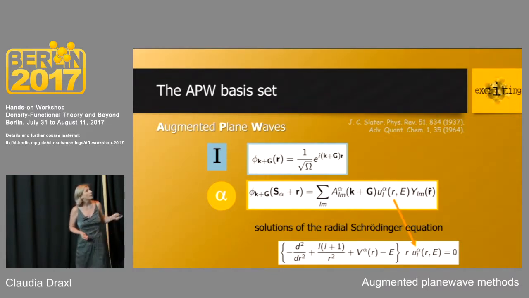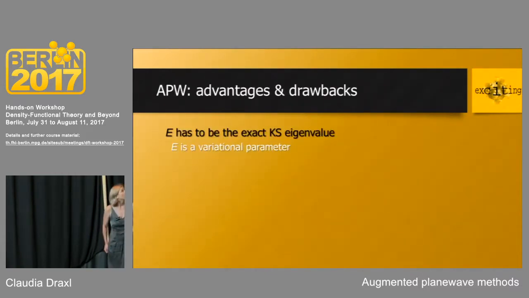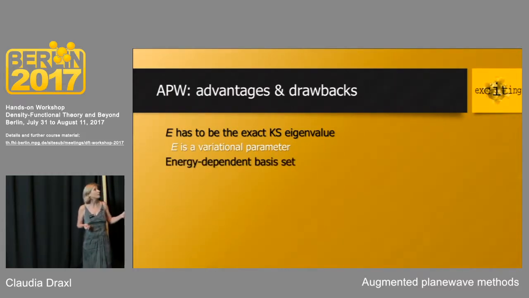Now, how do we get these functions here? Well, as I said, each of these plane waves is augmented by such a linear combination, by this sum here. That means these A_LM coefficients can be used for augmenting these plane waves at the sphere size. So basically these A_LM guarantee that the basis function is continuous at the sphere boundary. So this is nice, but as I've just said, this energy makes the basis set depend on the energy, because the energy is a variational parameter.